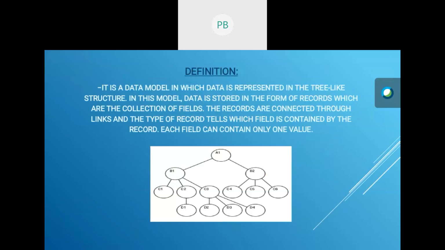Hierarchical data model. It is a data model in which data is represented in a tree-like structure. In this model, data is stored in the form of records, which are collections of fields. The records are connected through links, and the type of record tells which field is connected by the record, and each field can contain only one value. This is the diagram. A1 is the root node, and in the hierarchical model we represent data in the form of trees. And A1 is the root node, sir.